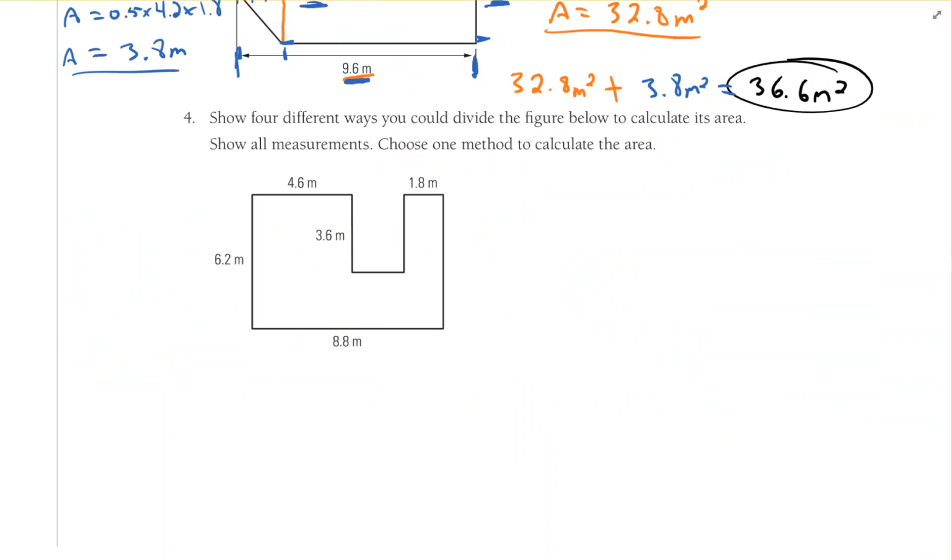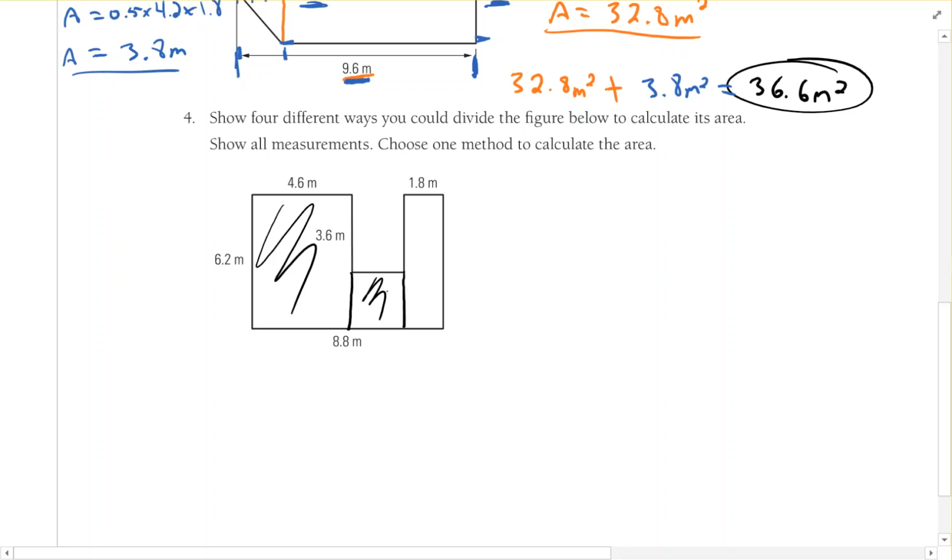Okay, number 4. Show 4 different ways you could divide the figure below to calculate its area. Show all measurements. Choose one method to calculate the area. So ways we can divide this would really be, well, I could go like this and that, right? And then we could figure out the area of this one, and this one. Or you could break it up like this and like this, and now I can figure out the area of this one, and that one.